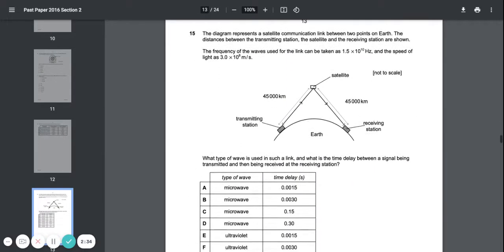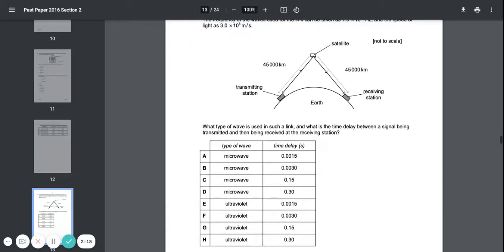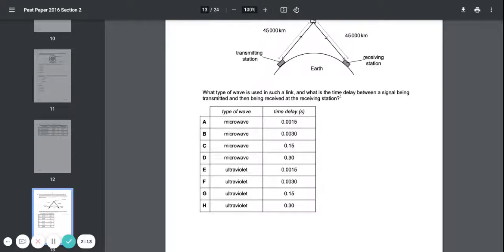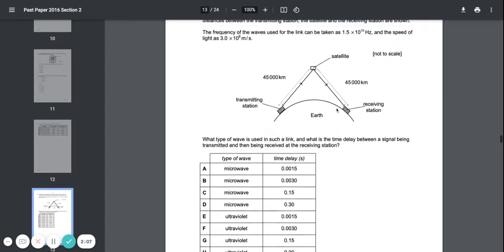Moving on to question 15, the diagram represents a satellite communication link between 2 points on Earth. The distances between the transmitting station, the satellite, and the receiving station are shown. The frequency of the waves used for the link can be taken as 1.5 times 10 to the power 10 hertz, and the speed of light as 3.0 times 10 to the power 8 meters per second. What type of wave is used in such a link, and what is the time delay between a signal being transmitted and then being received at the receiving station?